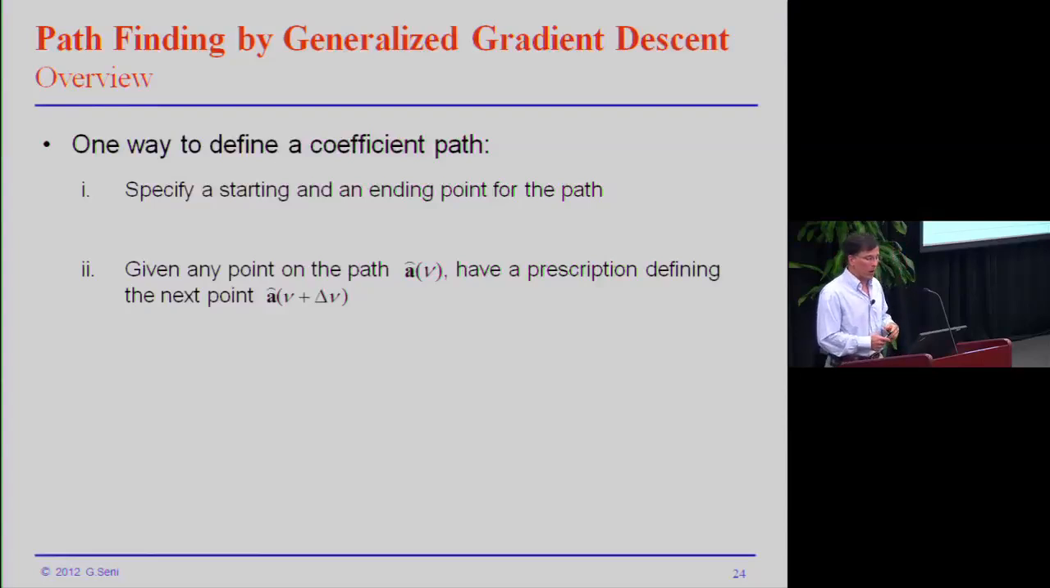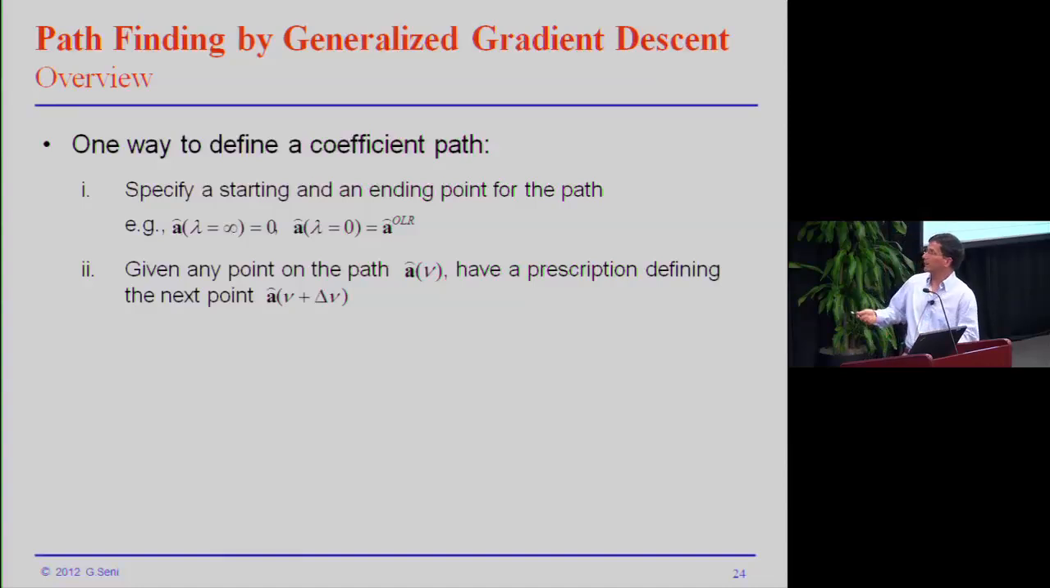So one way of understanding direct pathfinding is to imagine if we can come up with this two-step process. We start by specifying the starting point and the ending point of the path. So I'm referring to the coefficient path that we had a picture of, as we go from total regularization, or maximum regularization, to no regularization, right?